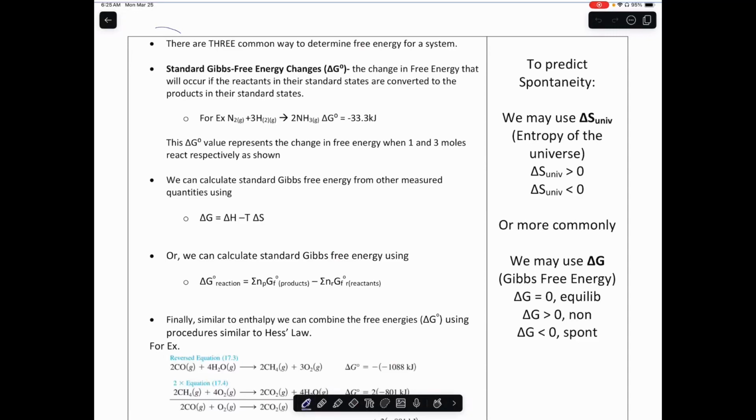Please use these notes to update your class notes. There are three common ways to determine free energy for a system. Remember, free energy is referring to the standard Gibbs free energy.